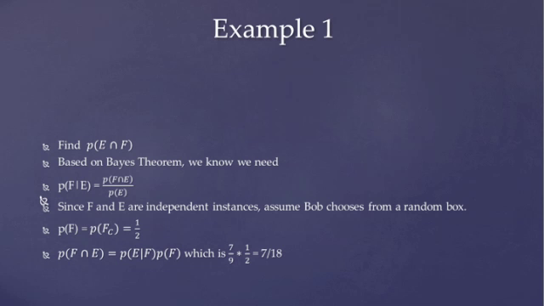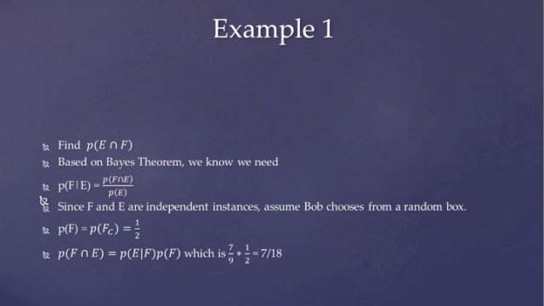Based on Bayes' theorem, the probability of F given E will be equal to the probability of E and F divided by the probability of E. Step 2. Find out the probability of E and F. Since E and F are independent events, assume Bob randomly chooses from two boxes. Hence, the probability of F is equal to the probability of the complement of F, which equals 1/2.